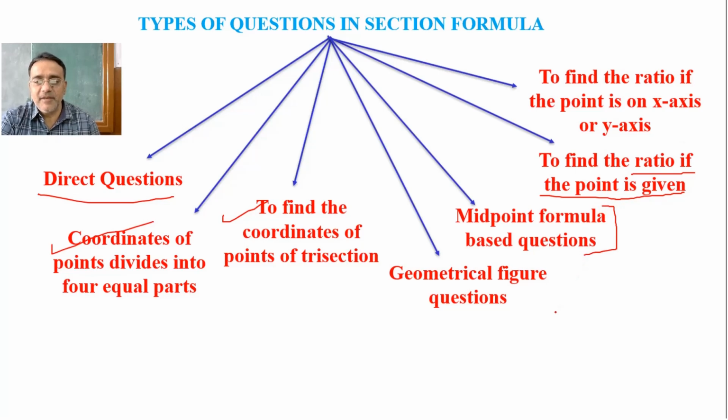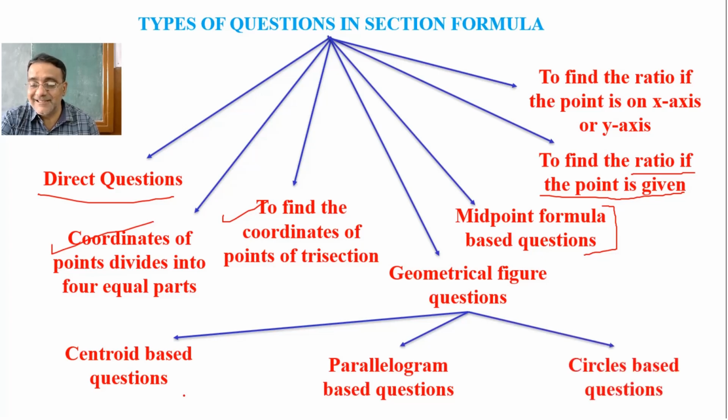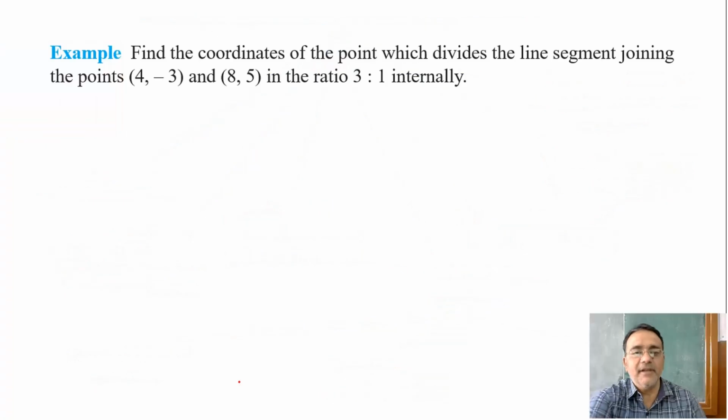So in geometrical figure based questions, I had told you three types. The first one is centroid based questions, the second one is parallelogram based questions and the third one is circles based questions. So we'll take one by one. First, direct question. Find the coordinates of the point which divides the line segment joining the points (4, -3) and (8, 5) in the ratio 3:1 internally.